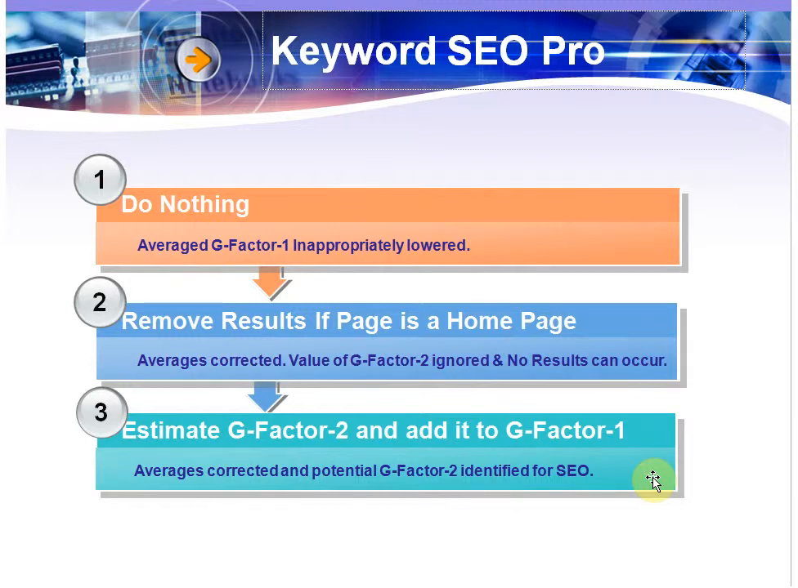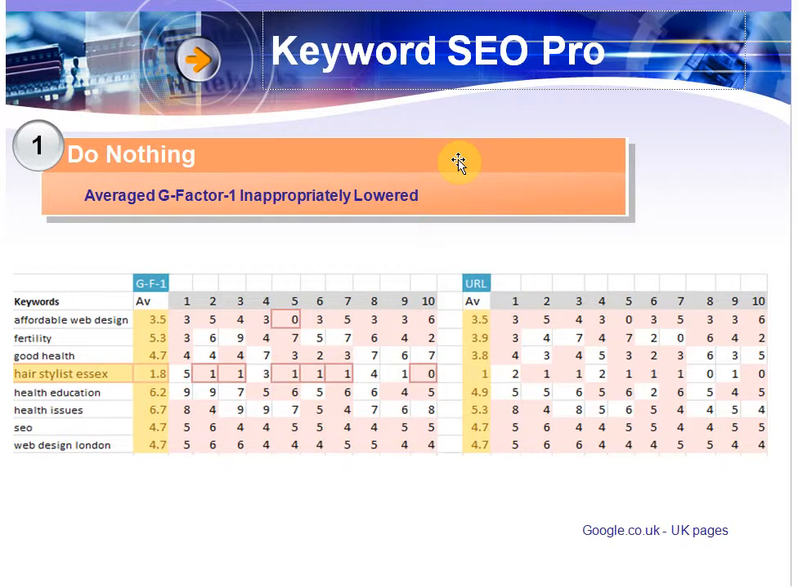In option 1, all the results are presented, but no allowance is made for G-Factor 2, and the average G-Factor 1 must be inappropriately lowered, falsely indicating that the keyword difficulty is lower than it actually is. Note that the G-Factor 1, KSP's primary indicator for keyword difficulty, is just 1.8 for this keyword.